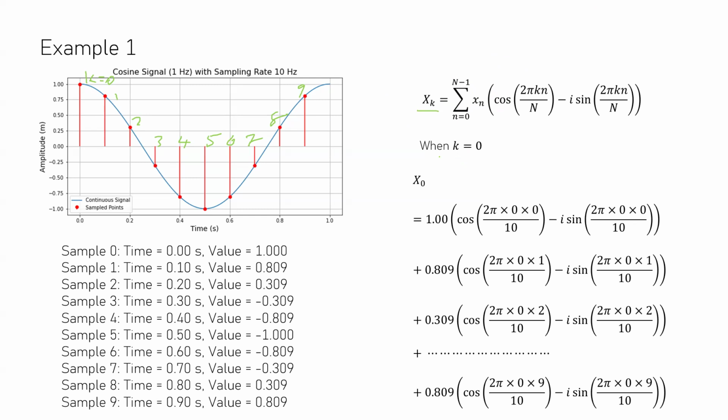So we start from k is equal to 0. So we are finding X0. So we are performing this summation from n is equal to 0. So at n is equal to 0, the value is 1. And now k is equal to 0 and n is equal to 0. We plug these numbers into these cosine and sine functions, and capital N is equal to 10.